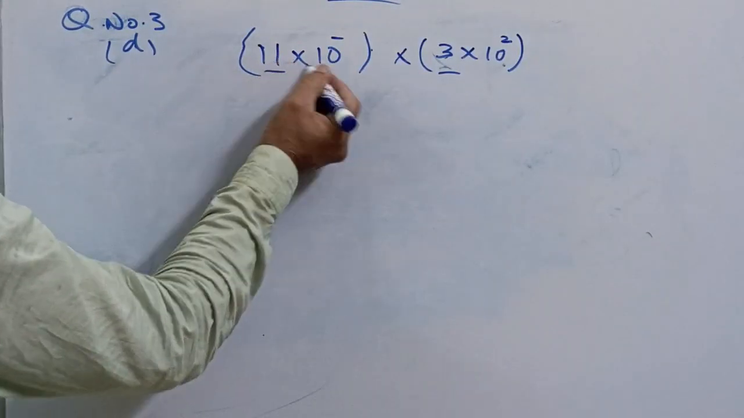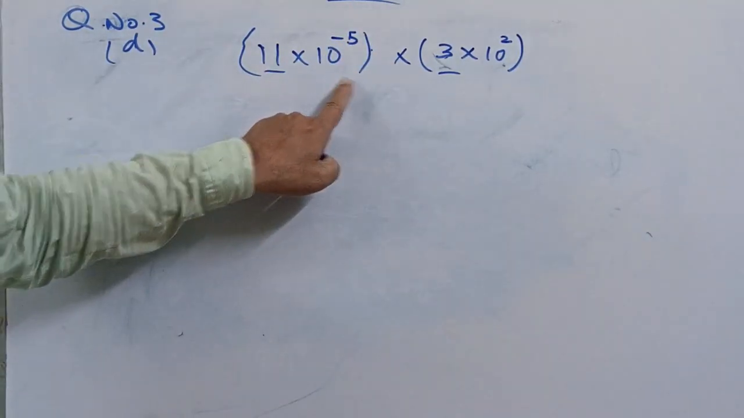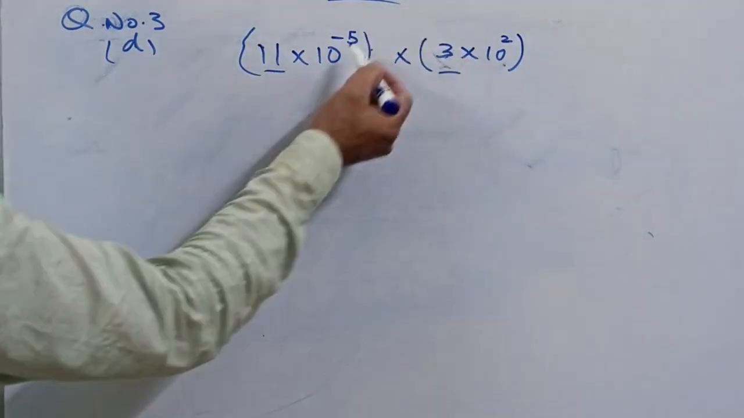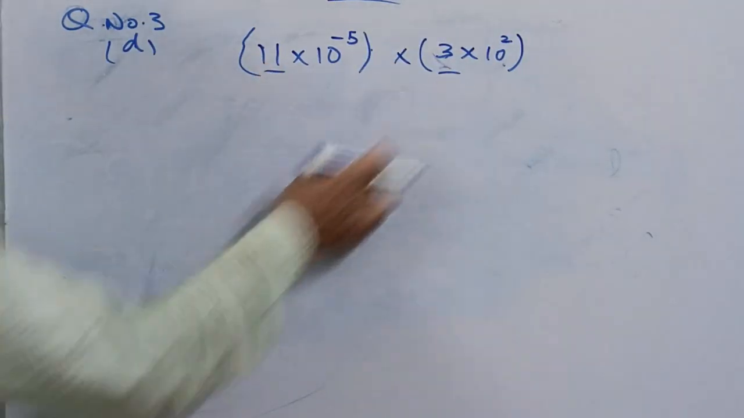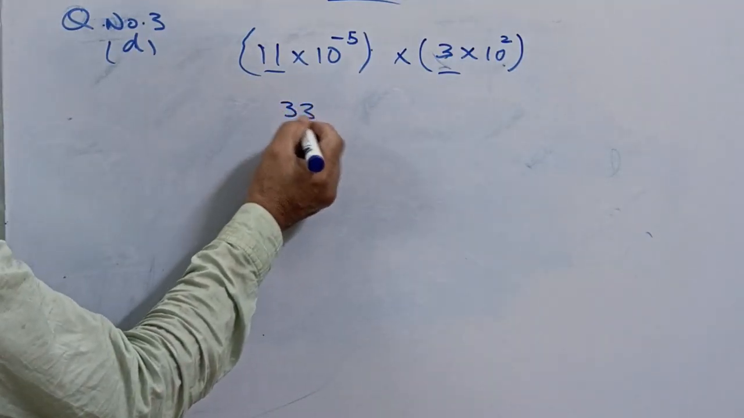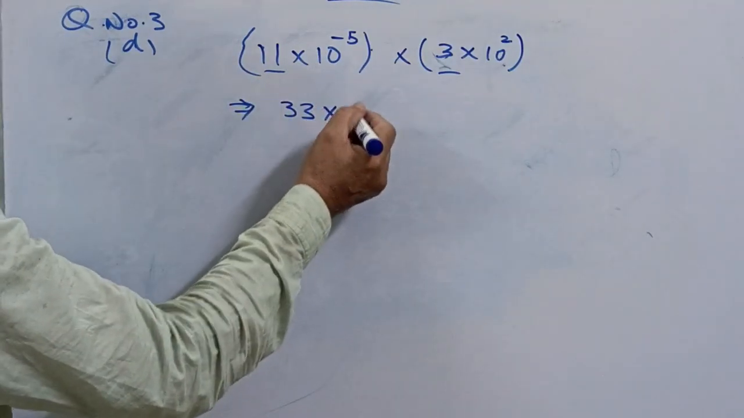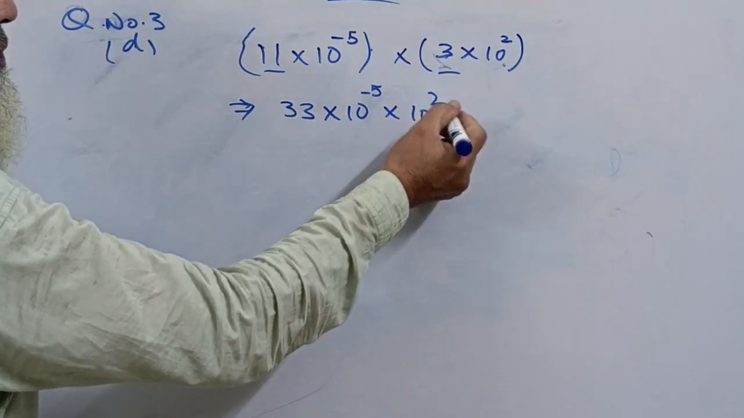Now, let me tell you that there is one thing in this question. It is 11 into 10 raised to power minus 5, and the other is 10 into 10 raised to power 2. So this is positive 2, and this is negative 5. So we are going to straight multiply this. It will become 33, multiplied by 10 raised to power minus 5 into 10 raised to power 2.